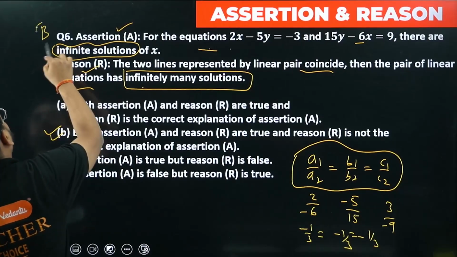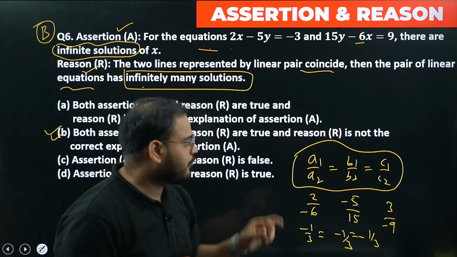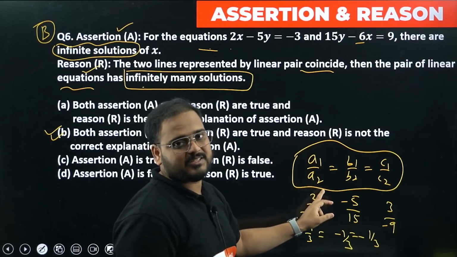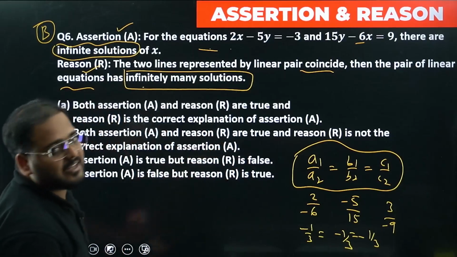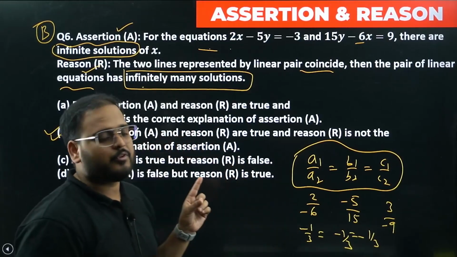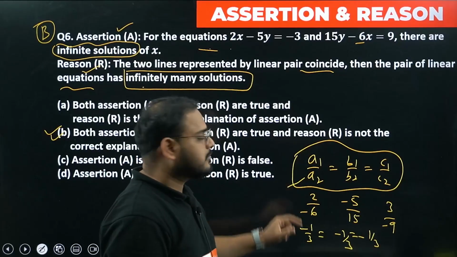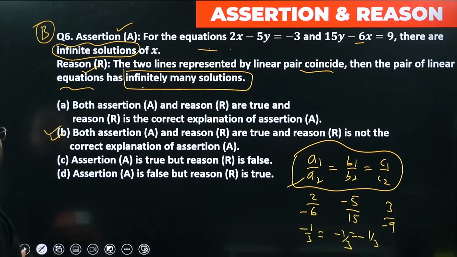I hope all of you are clear about this. B, the reason is not explaining the assertion. For it to explain, I needed this statement in the reason. It is missing. That's why option A is incorrect. So if you have taken option A and are thinking why your answer is wrong, I'm giving you the answer for that: this part is missing. Please have a look. Question number 6 is done.